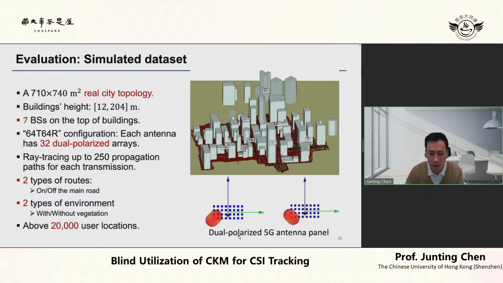a planar antenna array, dual polarized, and then we use ray tracing to simulate the channel, where we consider reflection, diffraction, blockage, scattering, etc. We simulate up to 250 propagation paths for each transmitter-receiver pair. We also have 2 types of routes. The users can travel along some predefined street or avenue, or they can go everywhere, following a non-smooth trajectory. We also consider different environments with or without vegetation.